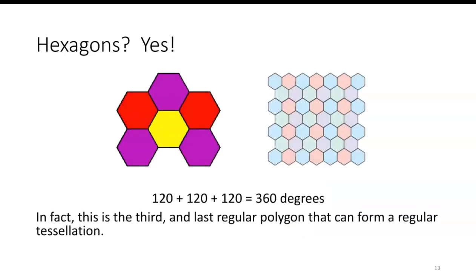Hexagons? And yes, they do. And in fact, if you go around a hexagon, every interior angle is 120 degrees, and 120 plus 120 plus 120 is 360 degrees. And in fact, this is the third and last regular polygon that can form a regular tessellation.